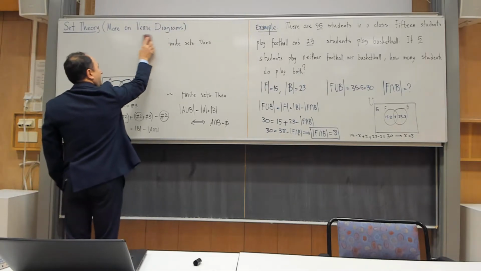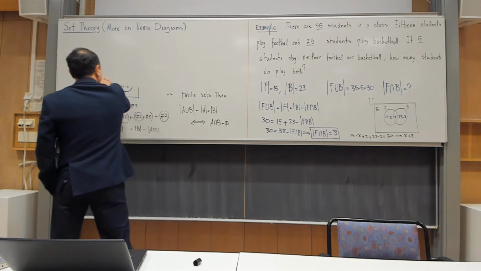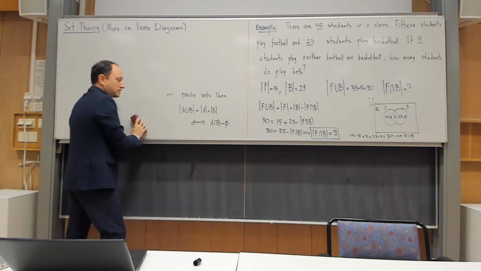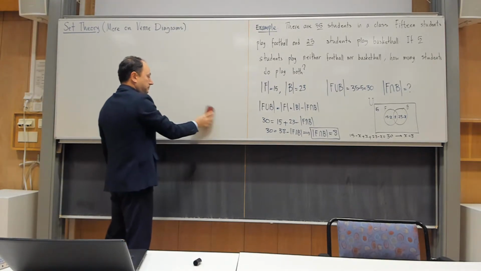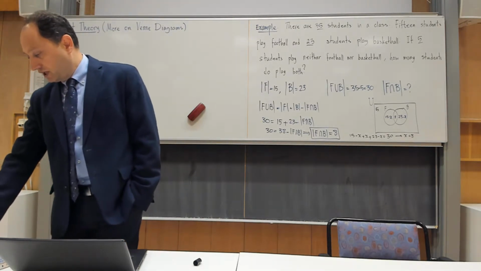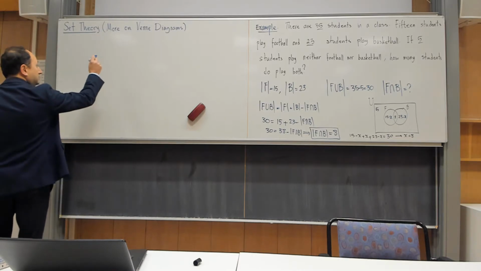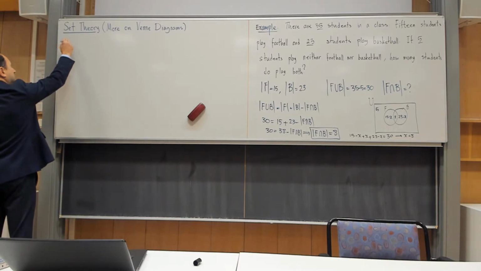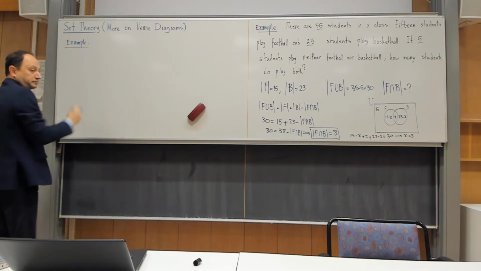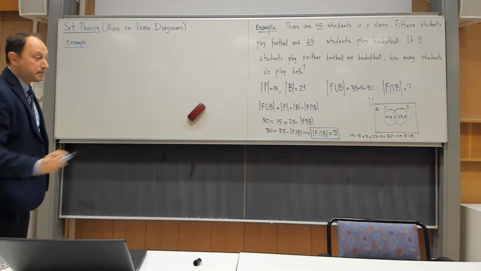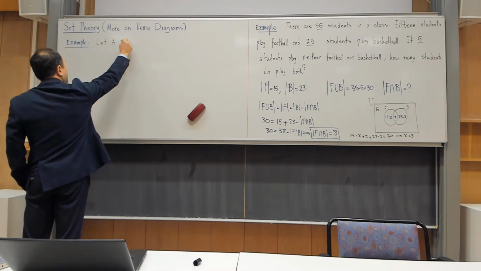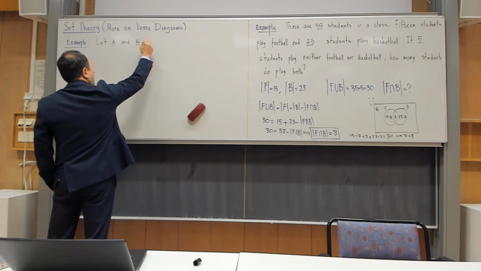Okay, but before going that, let me also give you an exercise. What do you guess would be the cardinality of A subtraction with A minus B? So let us find a formula for that. So let me write an example before leaving 2 sets. Let A and B be finite sets.